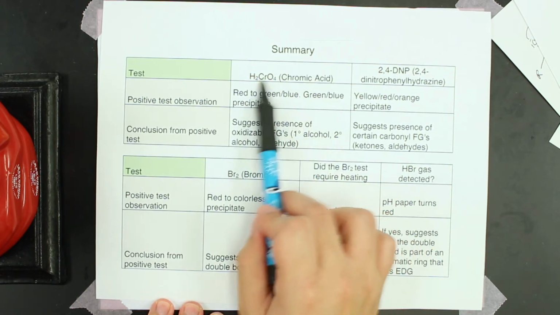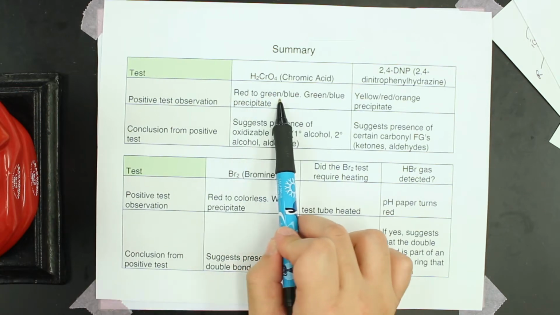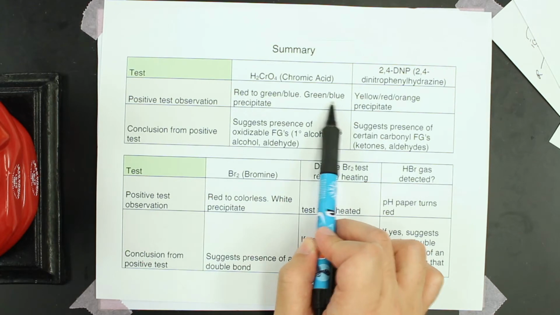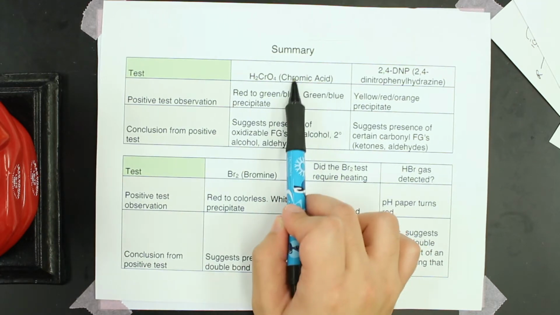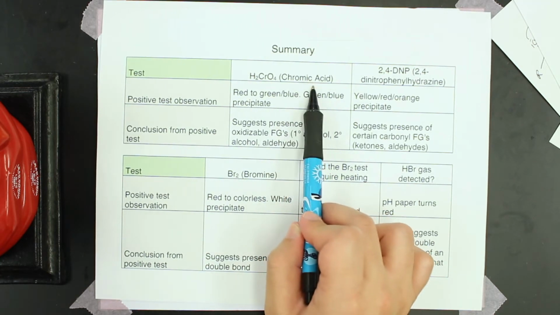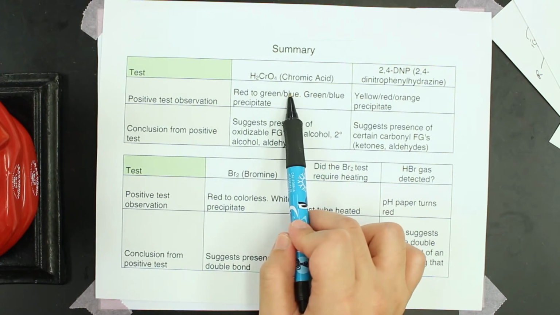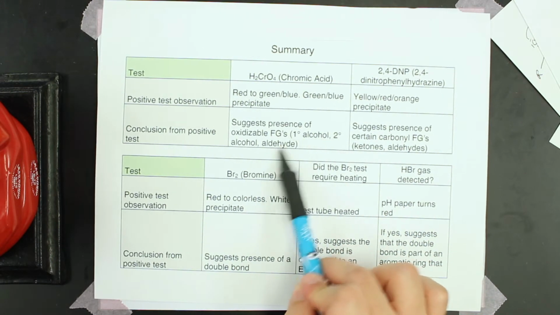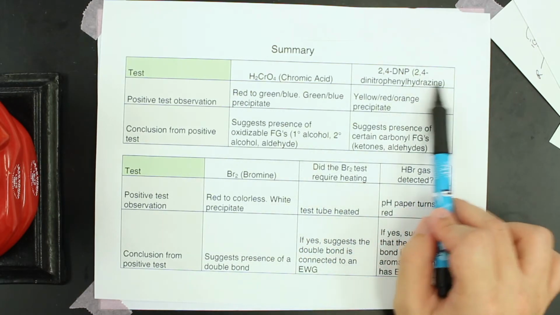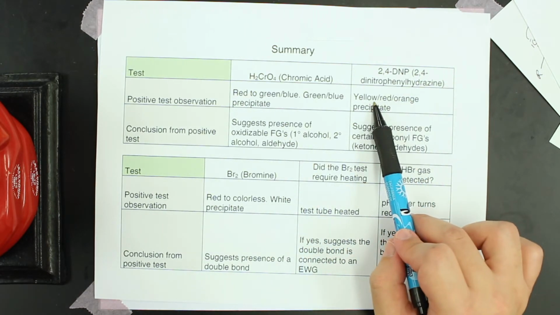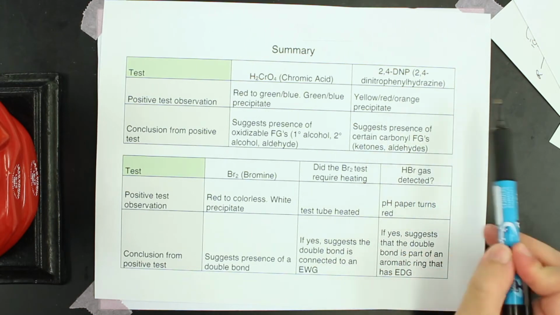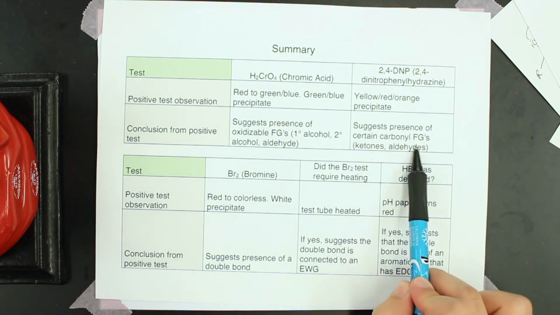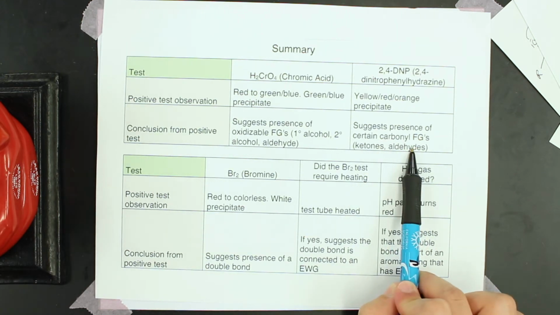So in chromic acid, what we look for is a red to green. So we start with red and it turns to a green or blue color, or you get a green-blue precipitate. That suggests that the chromic acid was reduced. And if that's the case, it's a positive test, and we can conclude that there was probably a primary alcohol, a secondary alcohol, or an aldehyde. Okay? For DNP, if we observe the formation of a yellow, red, orange precipitate, that suggests the presence of a carbonyl. Only certain types of carbonyls, though, only ketones and only aldehydes, only these two.